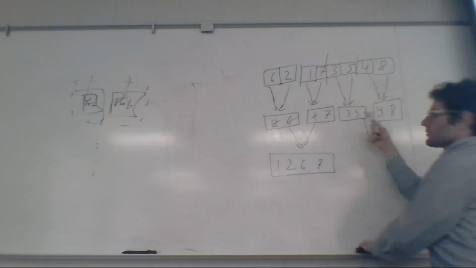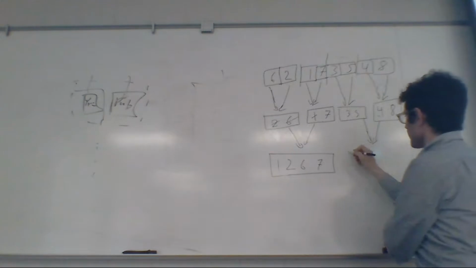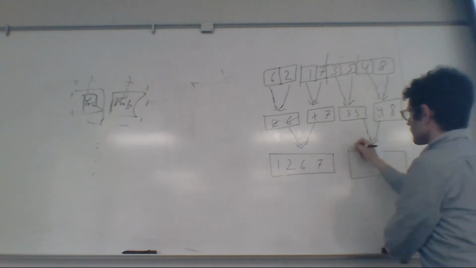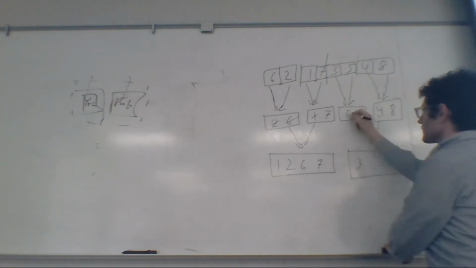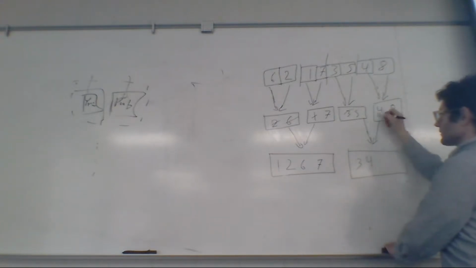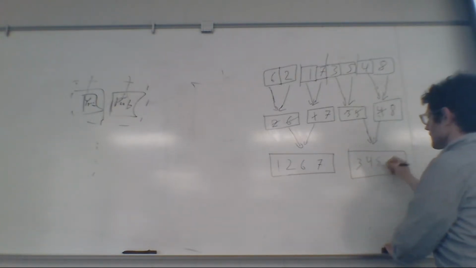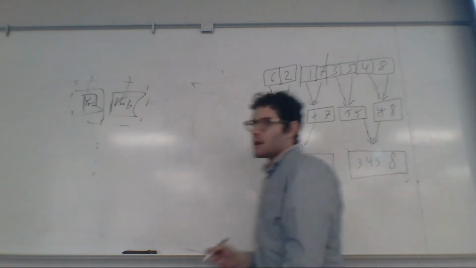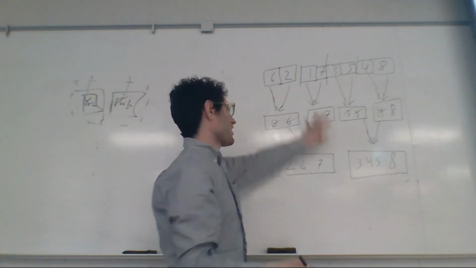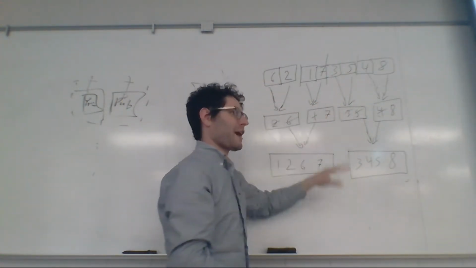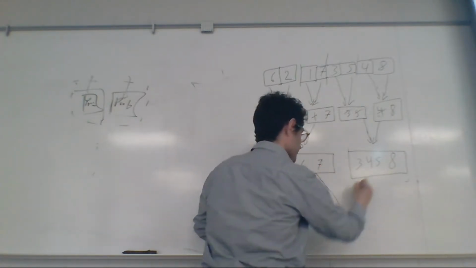All right, so then we need to merge these pairs together into a quad. So 3 and 5 get merged together with 4 and 8. 3 is less than 4. 4 is less than 5. 5 is less than 8. And then 8 goes in last. So we've successfully sorted the left half, and we've successfully sorted the right half. Now we've got to merge the left half and right half together.